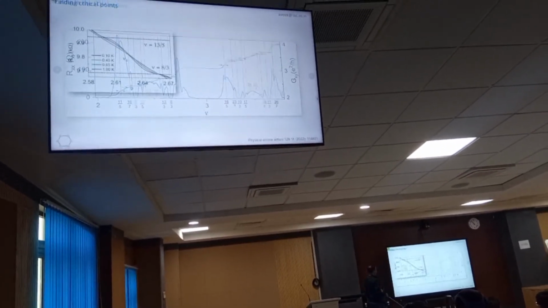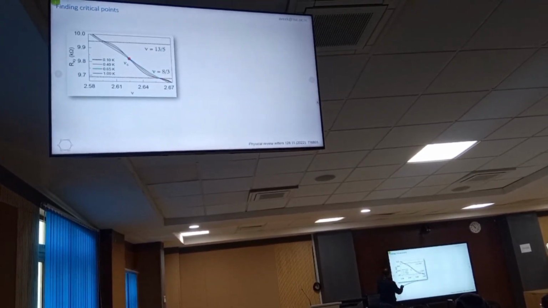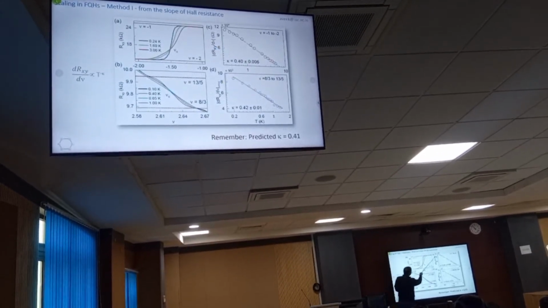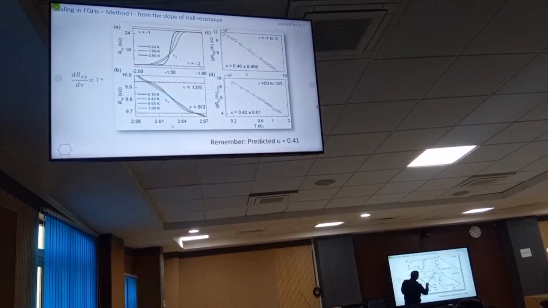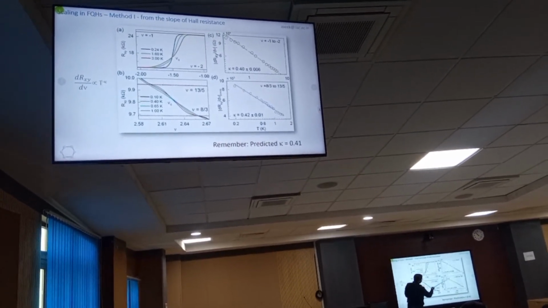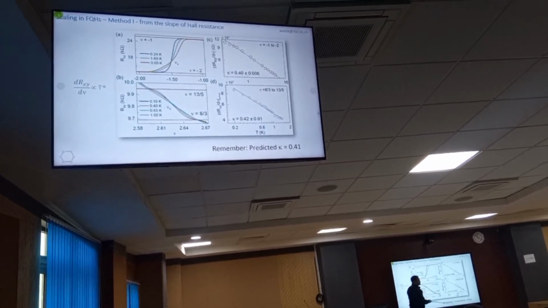We go to the fractional quantum Hall regime, and here is the raw data. This is a critical point. We sit here, and here are the dRxy/dν plots which we make. For the integer, I get a kappa of 0.41, and interestingly for the fractions also we get the same value, 0.42.